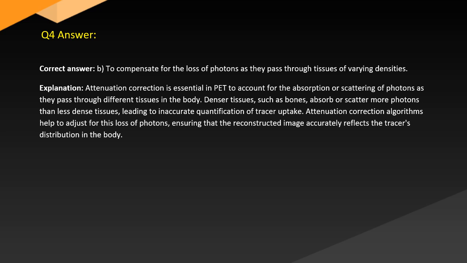Answer. Correct answer B. To compensate for the loss of photons as they pass through tissues of varying densities. Explanation. Attenuation correction is essential in PET to account for the absorption or scattering of photons as they pass through different tissues in the body. Dense tissues such as bones absorb or scatter more photons than less dense tissues, leading to inaccurate quantification of tracer uptake. Attenuation correction algorithms help to adjust for this loss of photons, ensuring that the reconstructed image accurately reflects the tracer's distribution in the body.